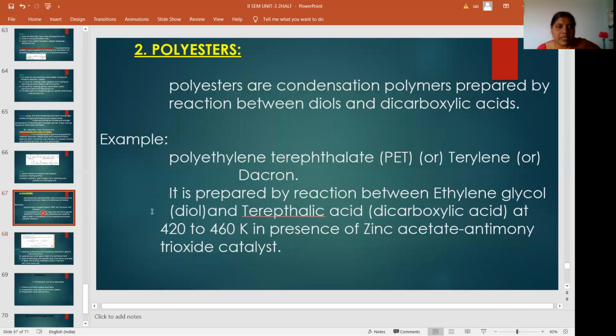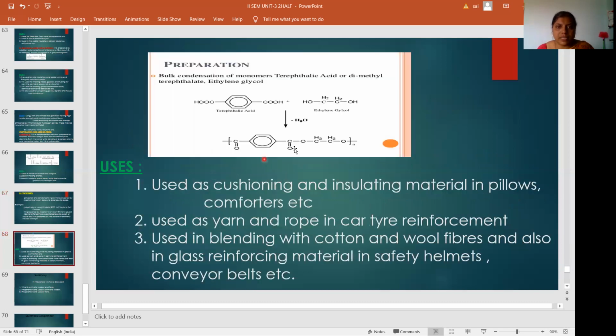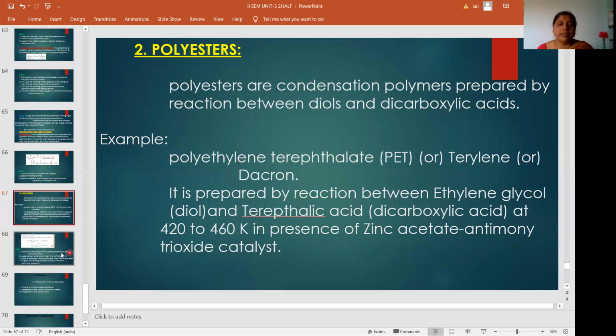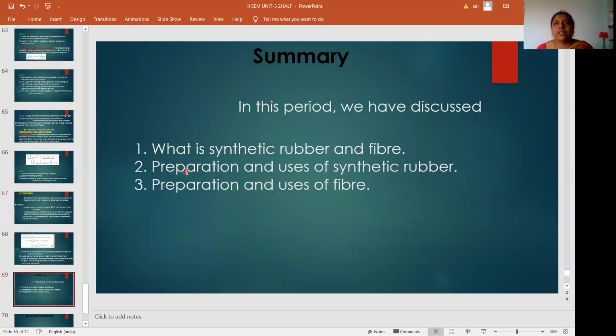This is the terylene. This name is terylene or polyethylene terephthalate or dacron. This is a fiber name. This fiber is prepared from ethylene glycol and terephthalic acid. So this fiber name is terylene or dacron or polyethylene terephthalate. Okay. So what we have discussed in this class: in this period we discussed what is synthetic fiber, synthetic rubber, and what is fiber, preparation and uses of synthetic rubber, and preparation and uses of fiber.